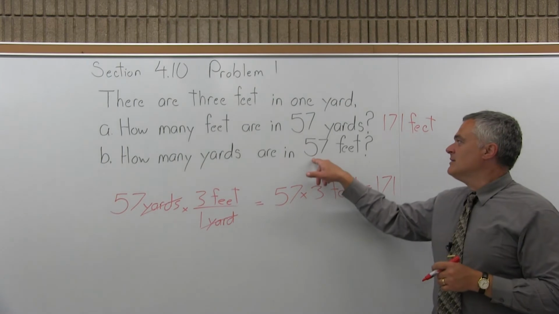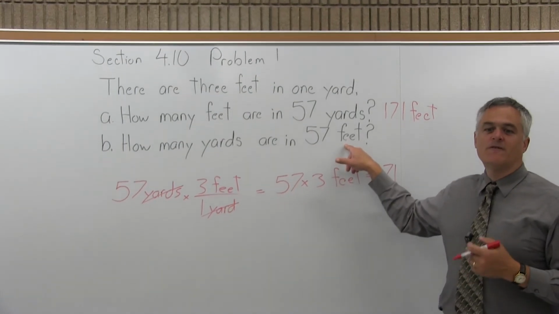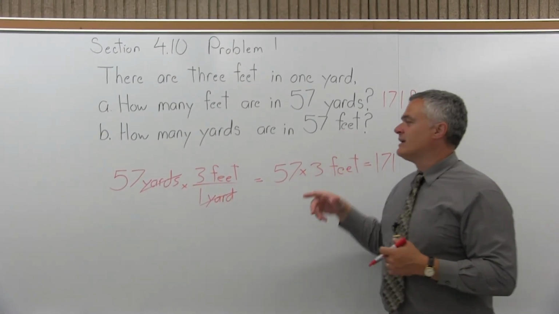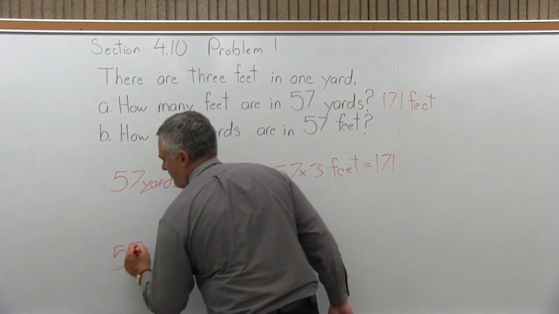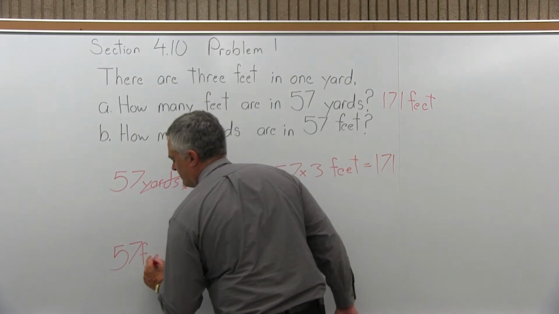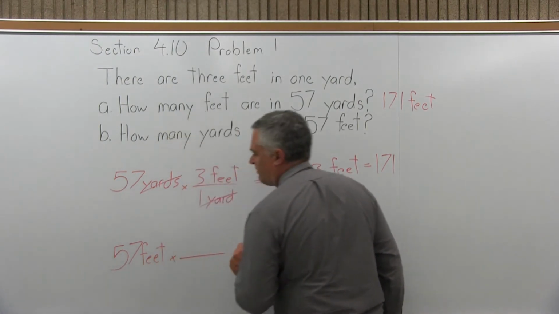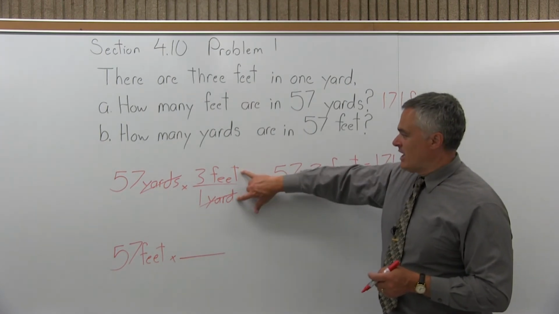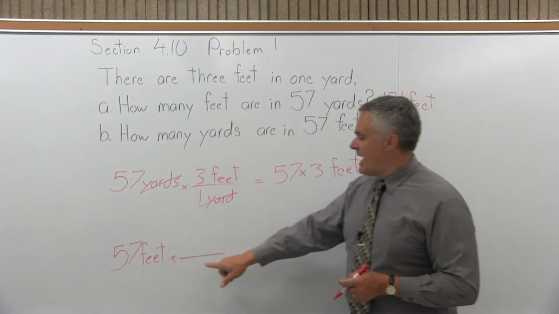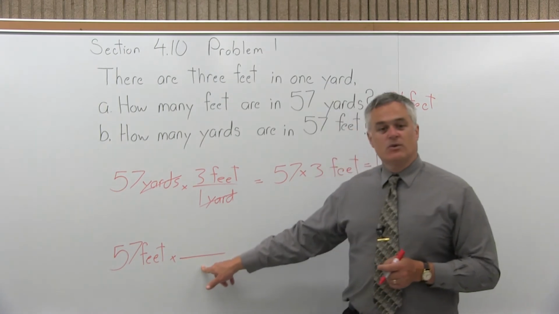Now for B, the given is feet. We have 57 feet, and we want to find out how many yards that is. So again, start off by writing what you have. What we have is 57 feet. And we are going to multiply that by basically a special number 1. You're going to have the same value over itself. But now, what's in the denominator will change.